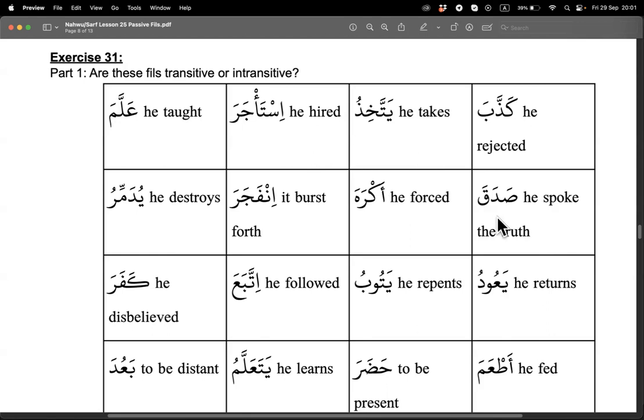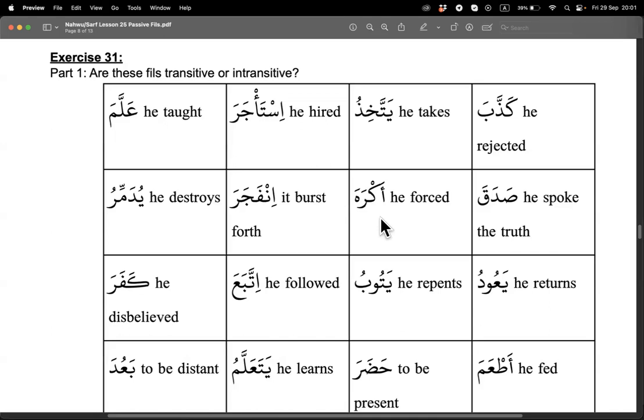صدق. This one is lazim. Yes, good. أكره. This one is mutaaddi. Yes, very good. Transitive.